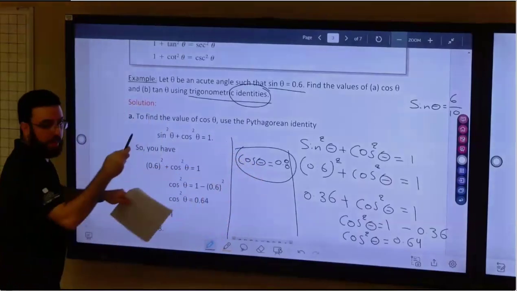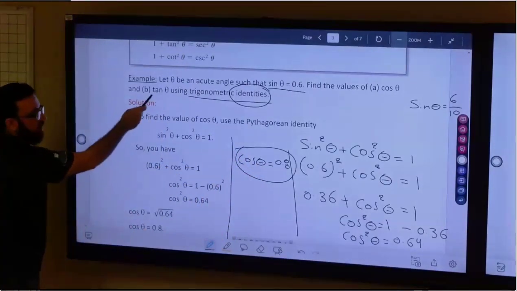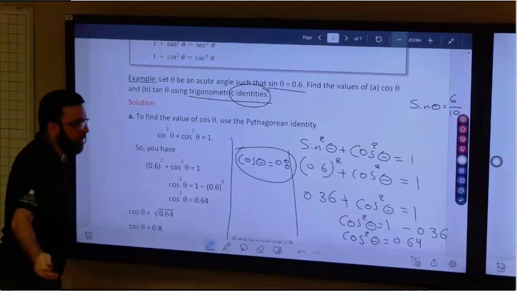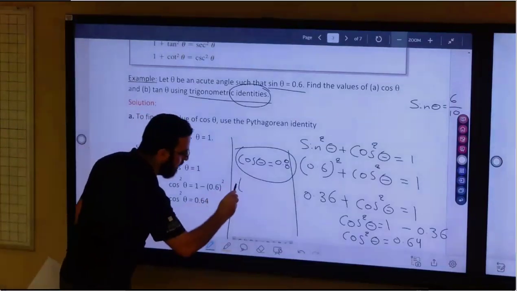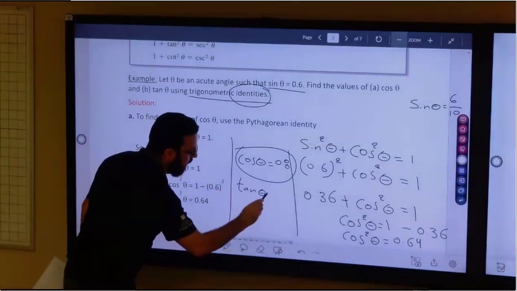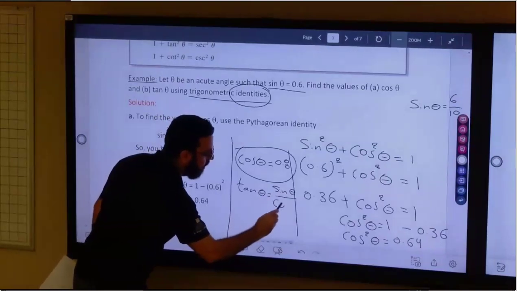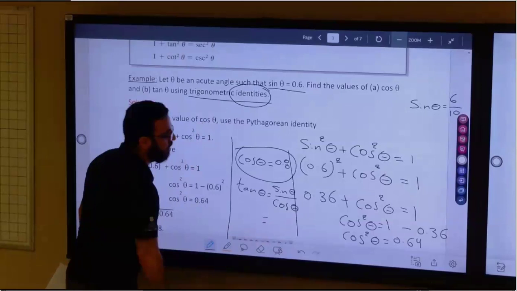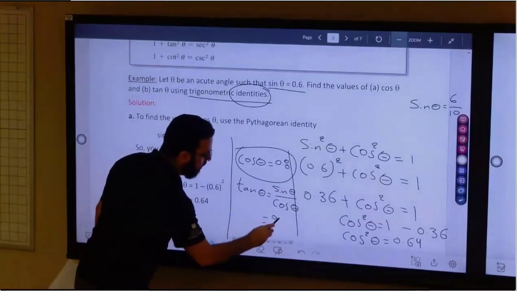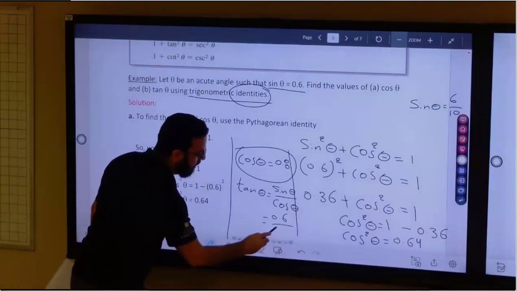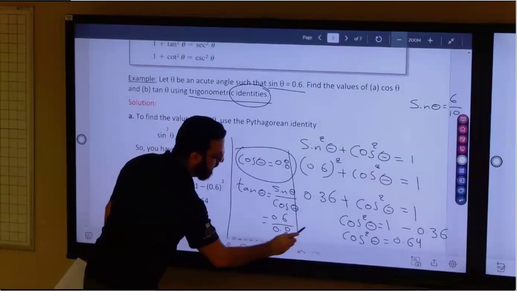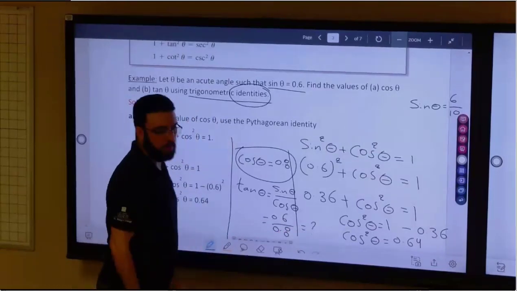So how are we going to find that tangent? Sine over cosine. So the tangent theta equals sine theta over cosine theta, which is equal to the sine, 0.6, over the cosine, 0.8, and you're going to get this.